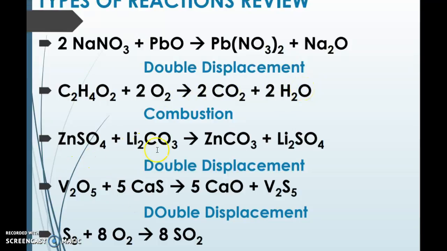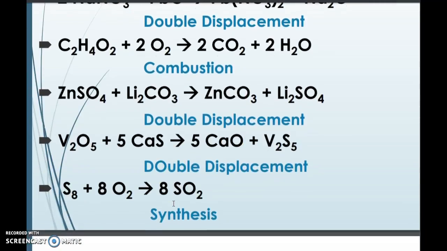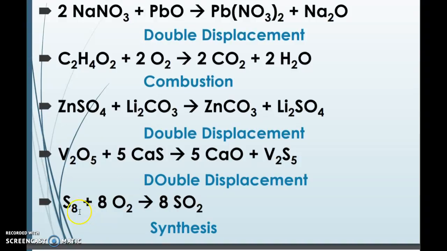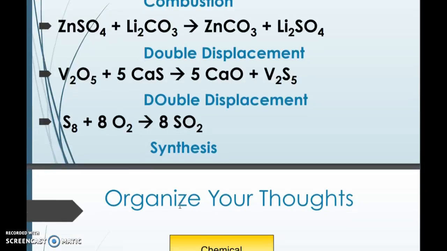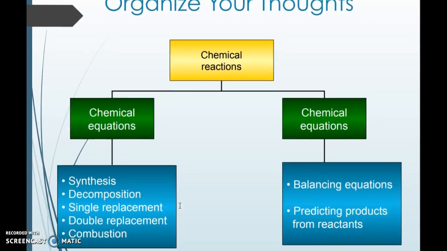In the next one, you also have another double replacement or double displacement reaction where you have zinc and lithium swapping places to form new compounds. They just switched spots. They switched cations and anions. The next one is the same. And then you also have a synthesis reaction where you have sulfur plus oxygen yielding sulfur dioxide. So that's synthesis or combination. So those are just a few different types of reactions. And we've seen others as well.